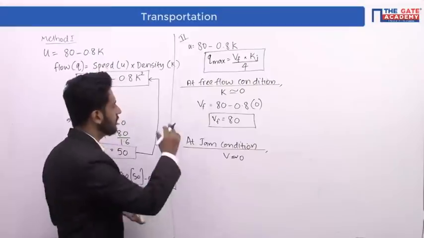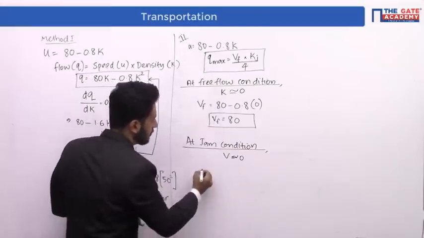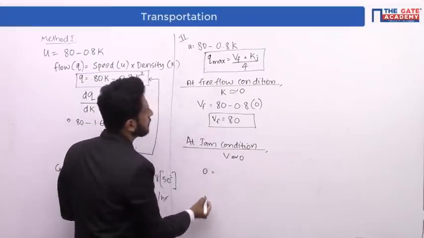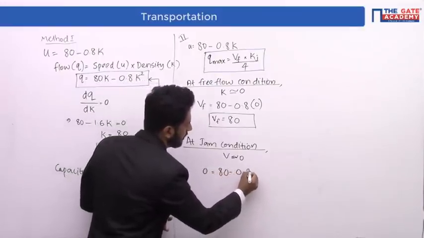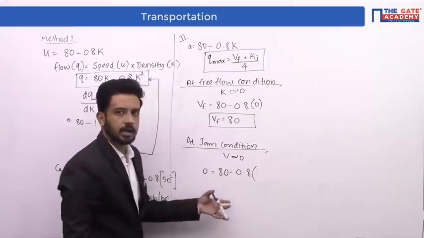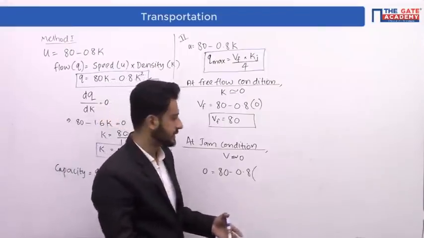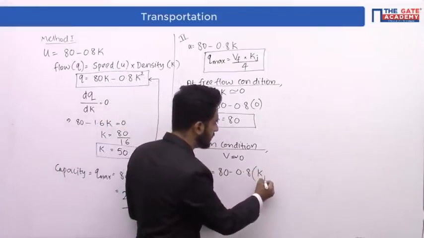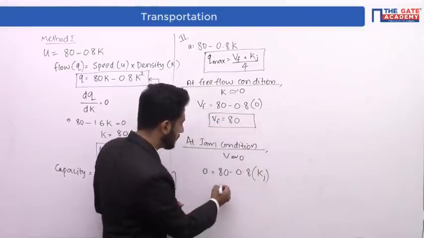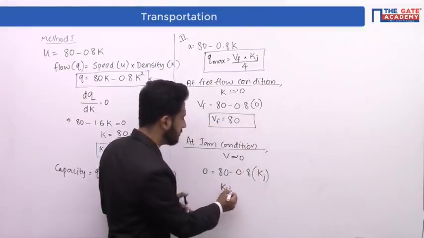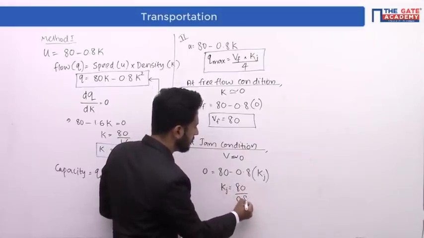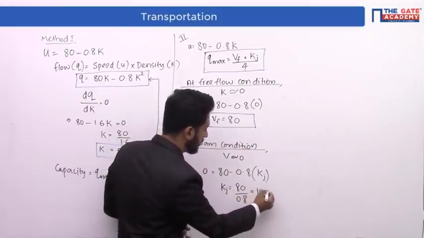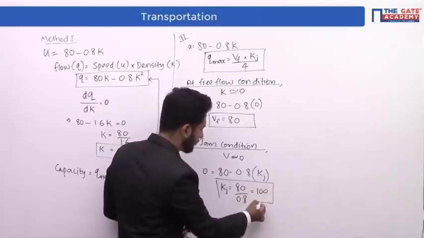Correct? So what can I write? U will become 0, which is equal to 80 minus 0.8 into K. K at jam condition, how will we represent it? Kj. Okay. So what am I getting? Kj will be equal to 80 divided by 0.8. I will get 100. Okay.